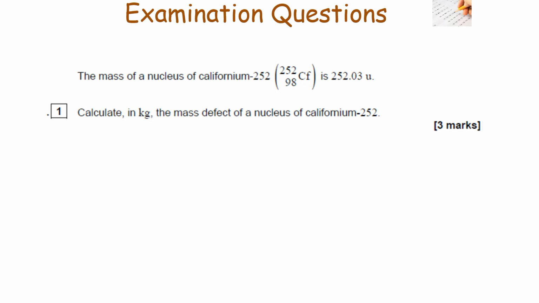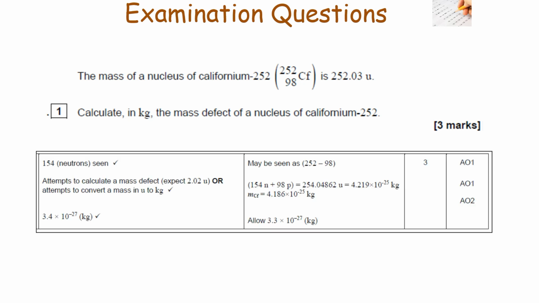Right, how do you calculate this? So the first thing you've got to notice is that in californium you've got 98 protons and you've got 154 neutrons, because it's 252 minus 98. So that's the first mark you would get.